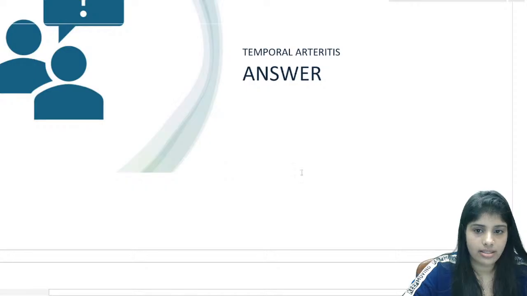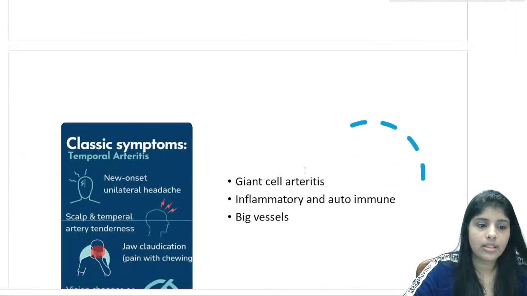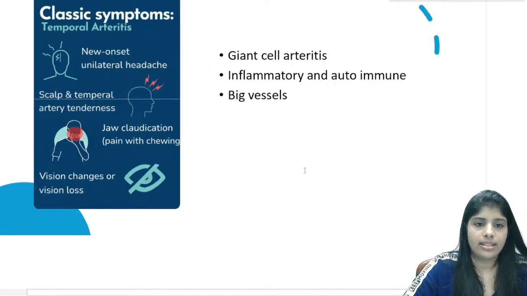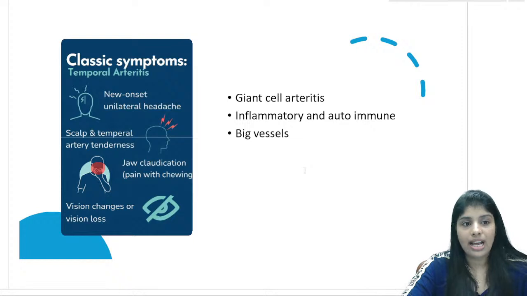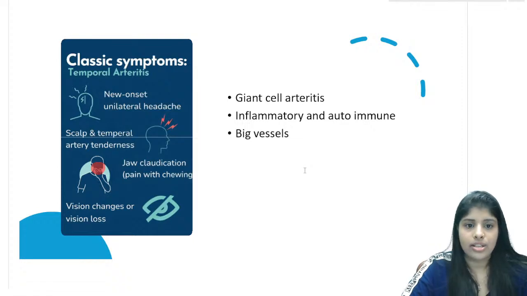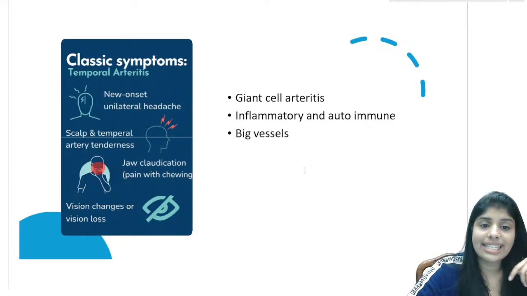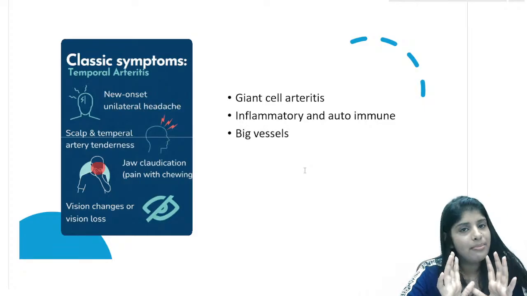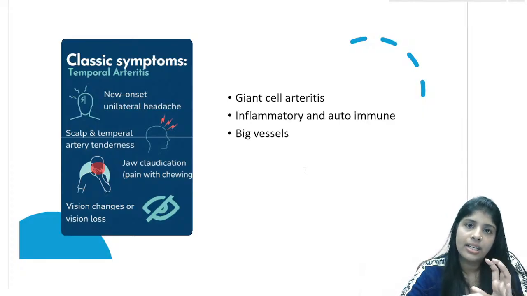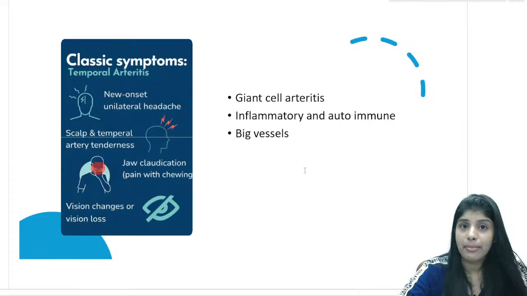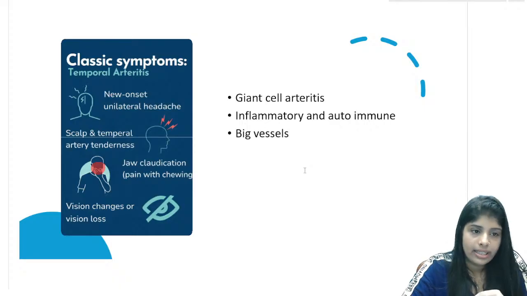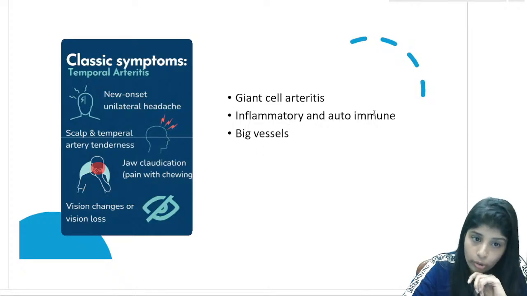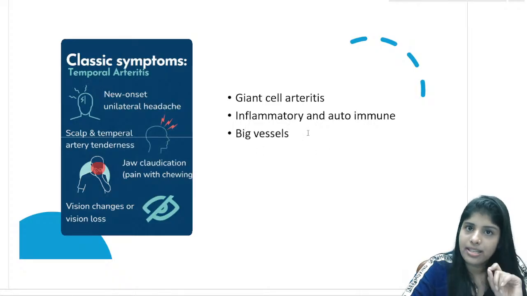Let's see, this is revision. So the first thing we are discussing is giant cell arteritis. That is temporal arteritis, as you saw in the options. That is giant cell arteritis. What happens in giant cell arteritis is that it is a granulomatous vasculitis of large and medium arteries. There is inflammation and granuloma formation of large and medium arteries, and here you can see it is inflammatory, it is autoimmune, and it happens on big vessels, medium and large vessels.